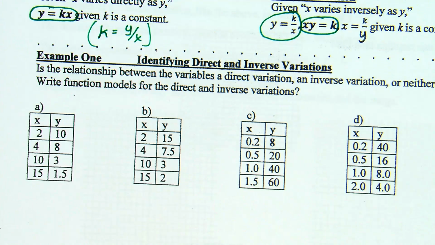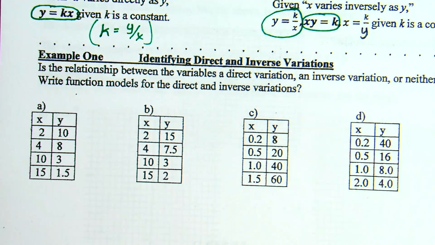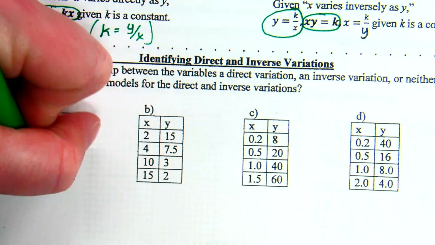Okay, plug the numbers into the equation, and that's kind of the gist of what I would agree with. What I tend to do is look, in order for this to be direct or inverse, there has to be a consistent k value.